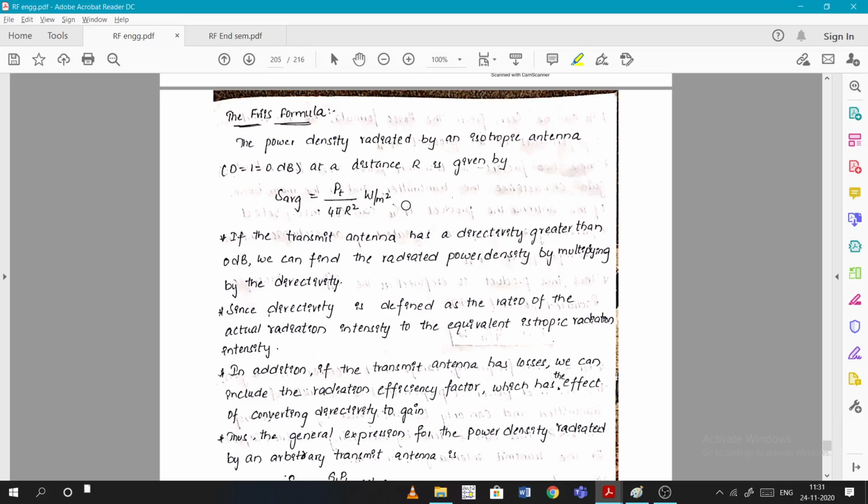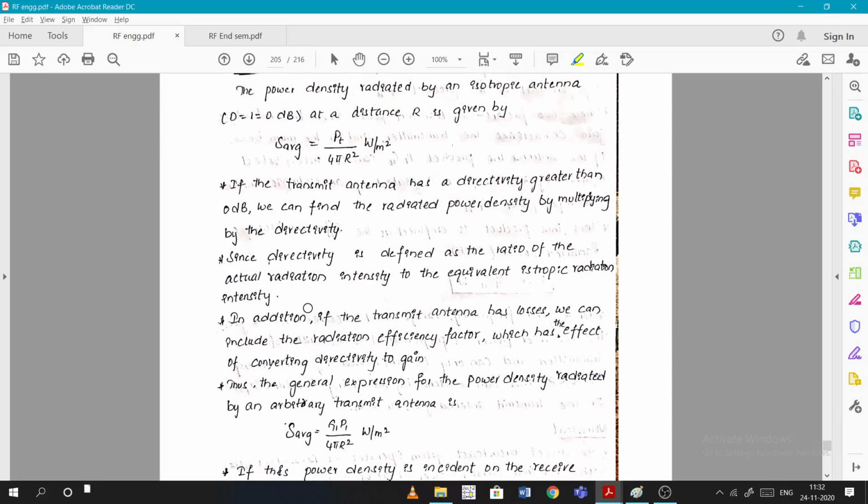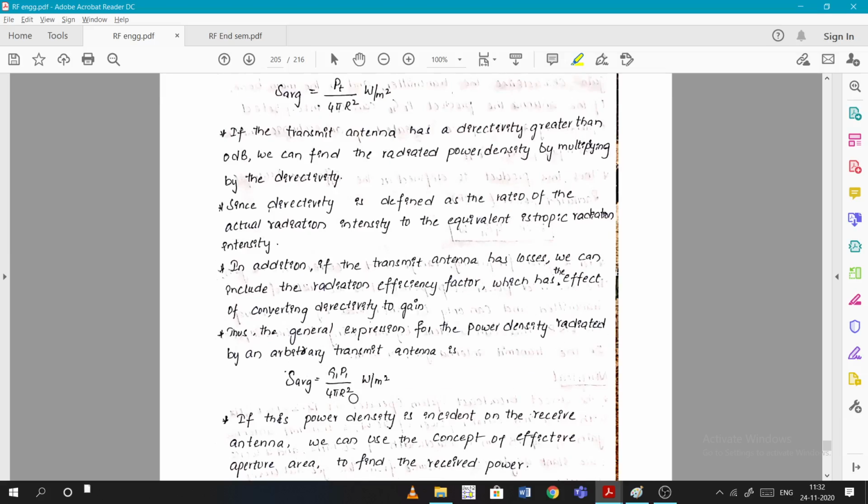If the transmit antenna has a directivity gain greater than 0 dB, we can find the radiated power density by multiplying by the directivity. That means if the transmit antenna has a gain G, we multiply that gain here also. For an isotropic antenna the gain is 1, but that is ideal; in practice there will be a gain for an antenna. So suppose the transmitting gain is GT, then we multiply with GT: GT PT by 4 pi R square. That is what S average becomes.